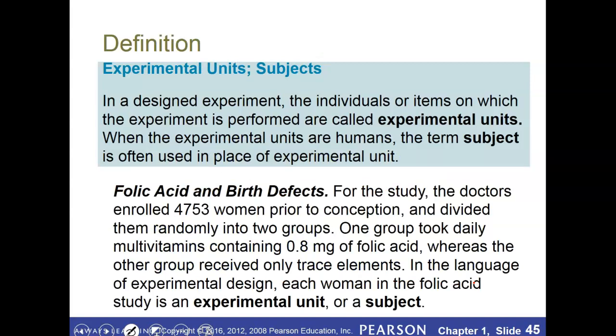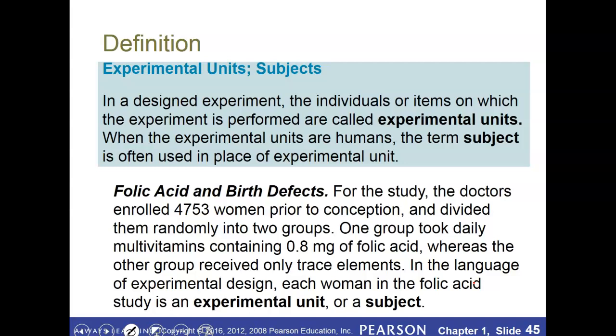So experimental units are the subjects, or subjects if they're human. In a designed experiment, the individuals or items on which the experiment is being performed are called experimental units. If we're using lab mice, we would call them experimental units. But a lot of times we use human people in our experiment, and then they're called subjects.